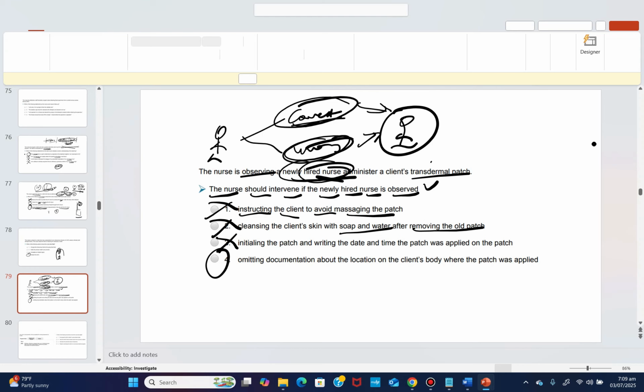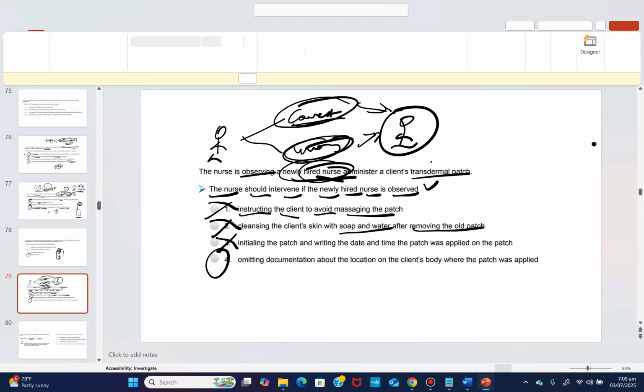Now, omitting documentation. We never omit documentation in nursing. You want to always document everything. So why would you omit the documentation? Omitting documentation means you skip documenting what you need to document. It's a wrong thing in nursing. After carrying out every care, we need to document it, right? So that is the reason why number four is the answer. That's the thing I'm going to intervene on.